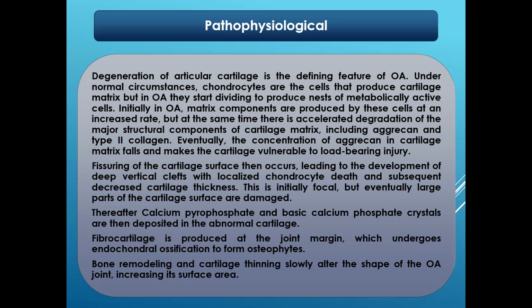Eventually, the concentration of the aggrecan in the cartilaginous matrix will fail, which makes the cartilage vulnerable to load-bearing injury because it has lost the quality that gives it tensile strength. So when there's heavy load-bearing, the cartilage undergoes a serious tear. And this tearing of the cartilage leads to the development of a deep vertical cleft with localized chondrocyte death.